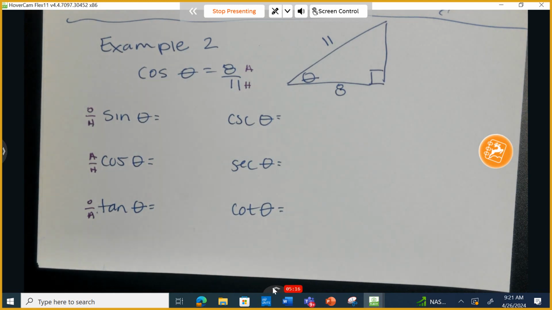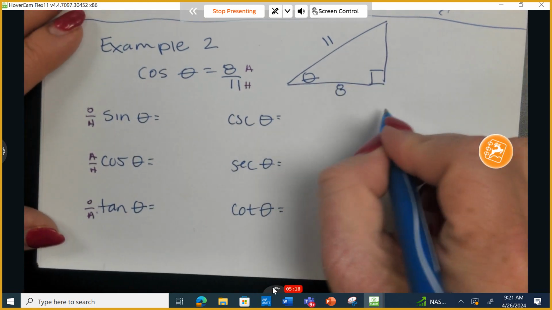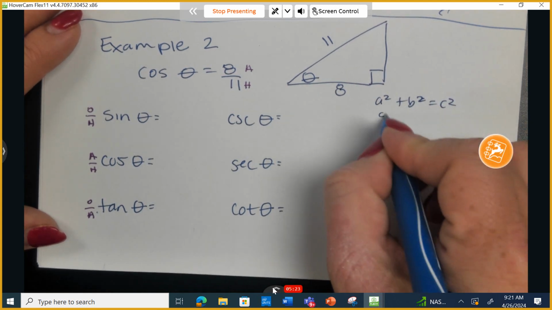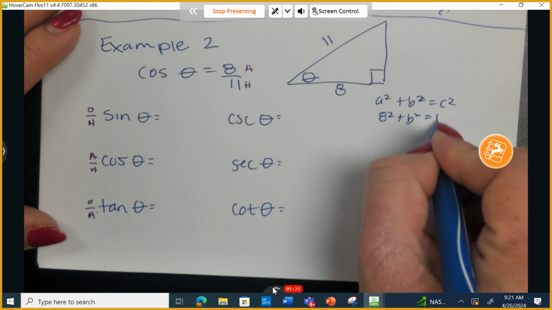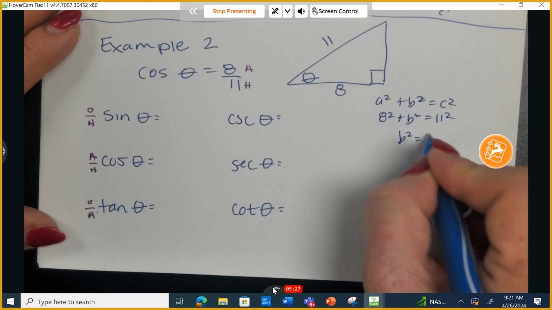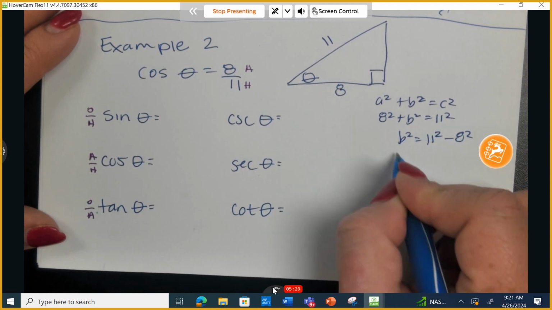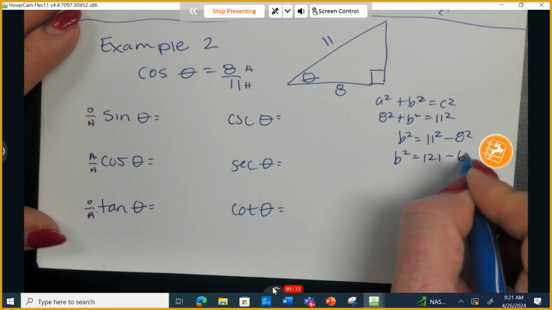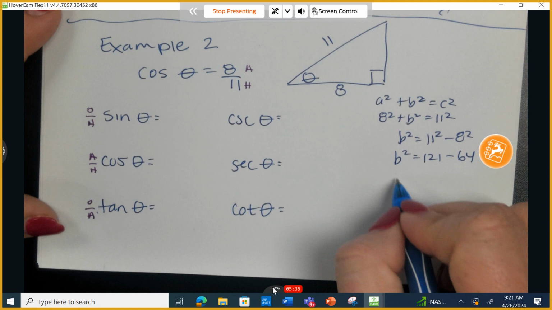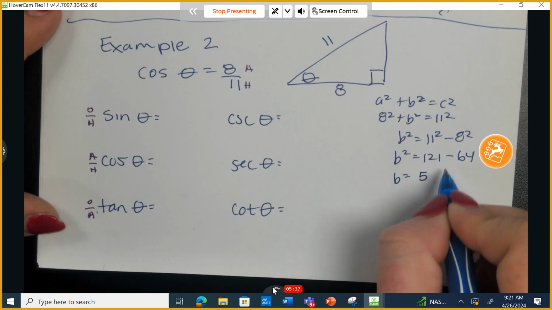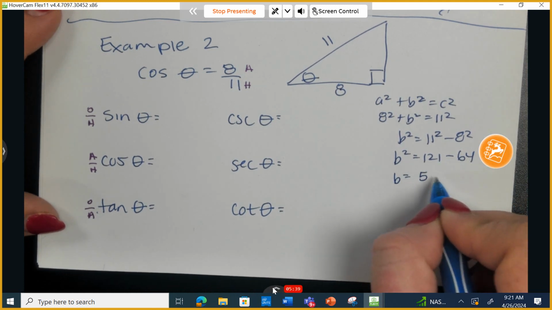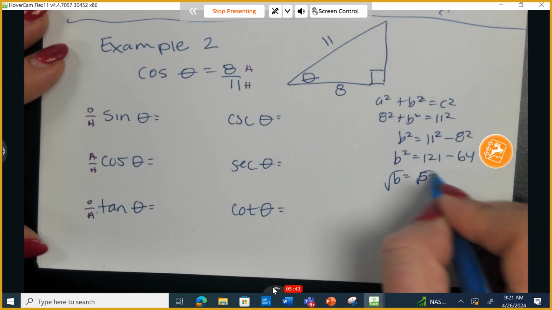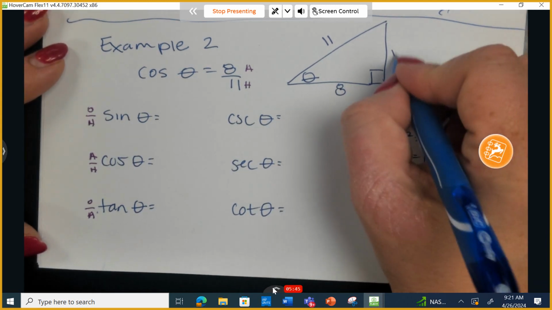And now I'm going to use the Pythagorean theorem to figure out this third side. So a squared plus b squared equals c squared. I'm going to have 8 squared plus b squared equals 11 squared. So 11 squared minus 8 squared, what is that? All right, that's 121 minus 64, which is 57. And it's only positive because it's a length, and I take the square root. So this is the square root of 57.